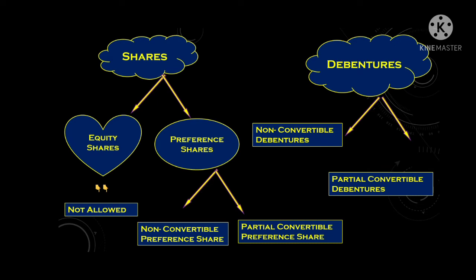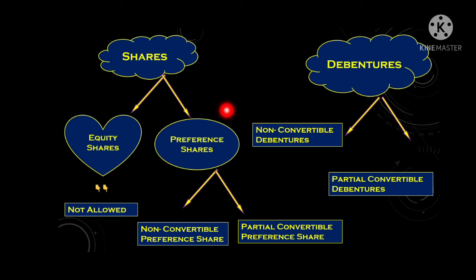Right? So one of the key points which we need to remember under ECB is that a borrower, meaning an Indian entity, cannot avail ECB in the form of equity shares. So availing ECB in the form of equity shares is not allowed. You need to remember that point.